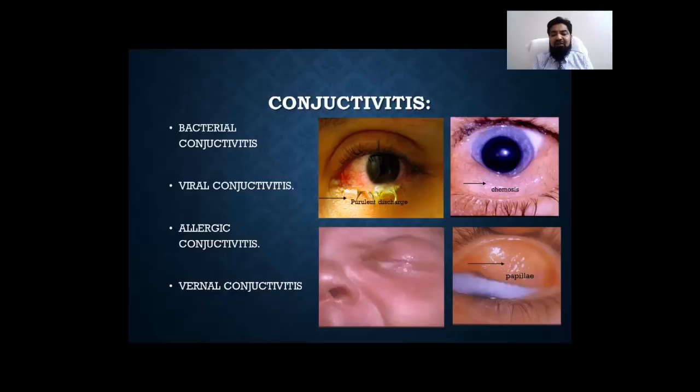There are two types of presentation, like dendritic or amoebic ulcer. Then you can say yes, it's viral conjunctivitis. And for allergy, they give you a history of itching, foreign body sensation, and lacrimation, and when you examine, you can see papillae and many other signs, and then you can label that it is allergic conjunctivitis.